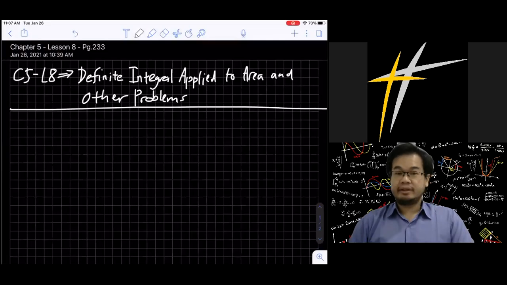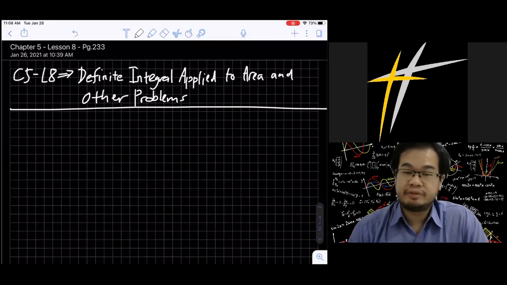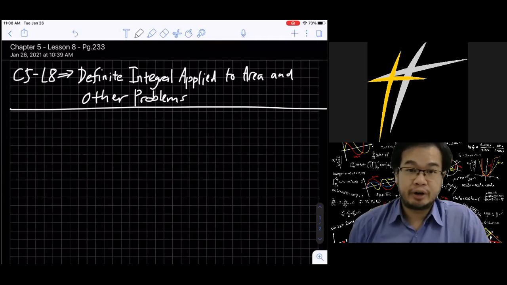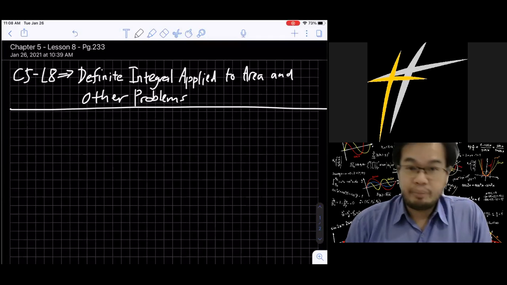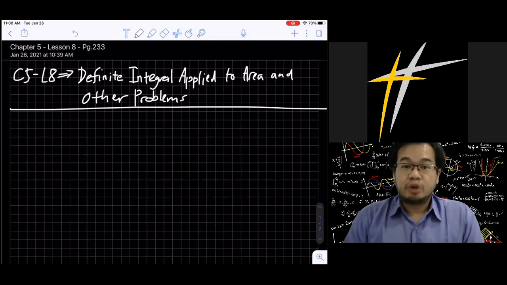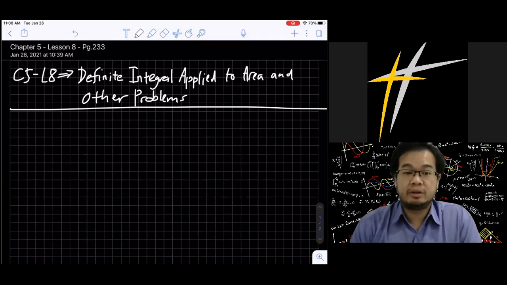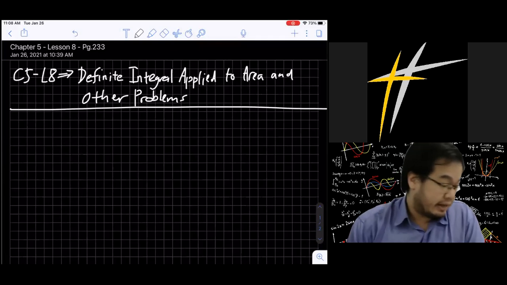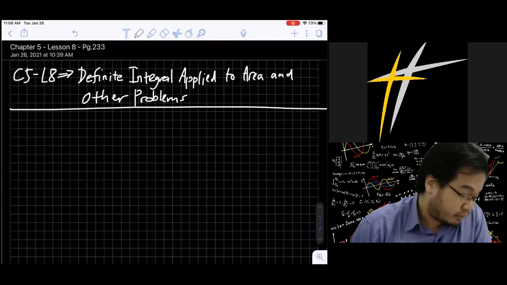Okay, good morning everyone. So let's move on to the next lesson, chapter 5, lesson 8, definite integrals applied to area and other problems. Now you can open your book, page 233. Basically, in today's lesson we will deal more with real world problems, especially in physics. Now, let's look at your book, page 233.